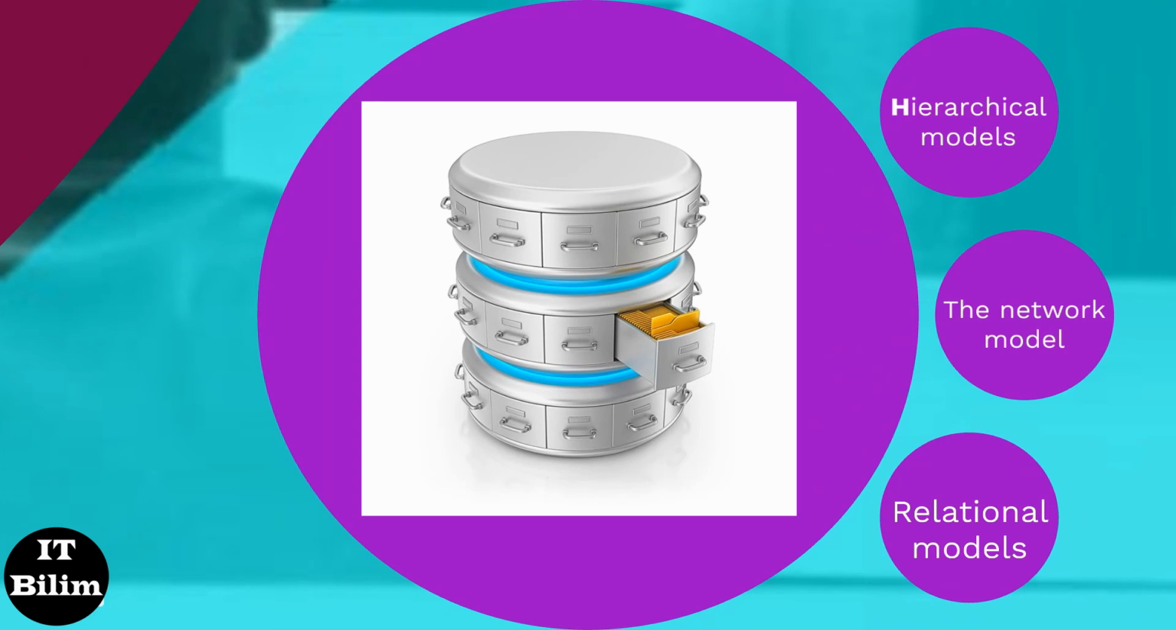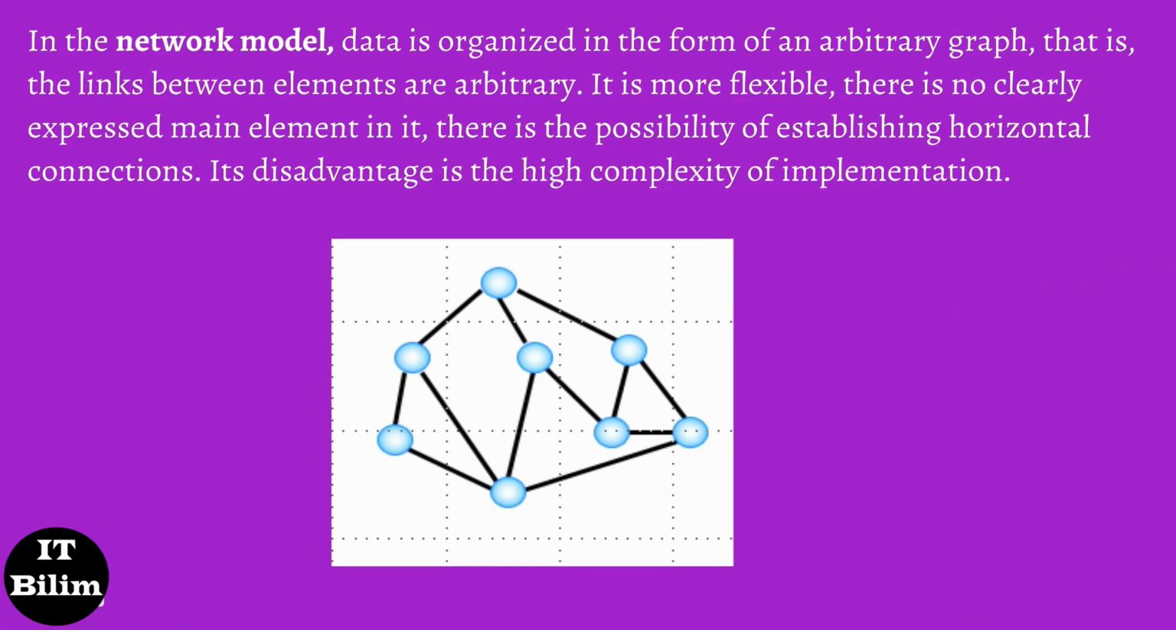The network model. In the network model, data is organized in the form of an arbitrary graph, that is, the links between elements are arbitrary. It is more flexible, there is no clearly expressed main element in it, there is the possibility of establishing horizontal connections. Its disadvantage is the high complexity of implementation. In addition, a significant drawback of hierarchical and network models is that the data structure is set at the stage of database development and cannot be changed later, when organizing data access.